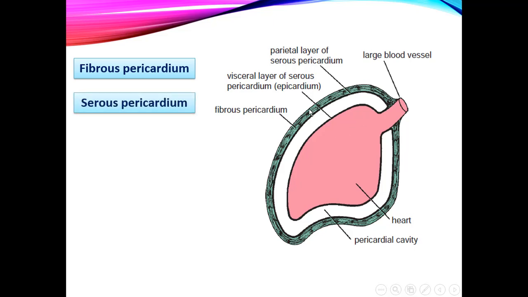Here is the fibrous pericardium and here is the serous pericardium. Remember that the serous pericardium consists of two layers. Its internal layer is attached directly to the heart and is called visceral layer, while its outer layer attaches to the internal surface of the fibrous pericardium and is called parietal layer.